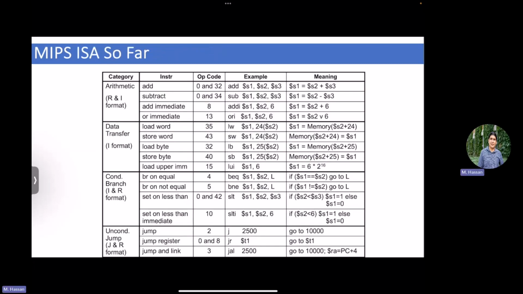So this is the summary that we discussed. Again, we have arithmetic operations. They can be immediate or register formats. We have data transfer, load and stores, whether word or byte. And we also have load upper immediate. Right? The upper and lower, we already discussed this philosophy that you can load something to the upper 16 bits or the lower ones.